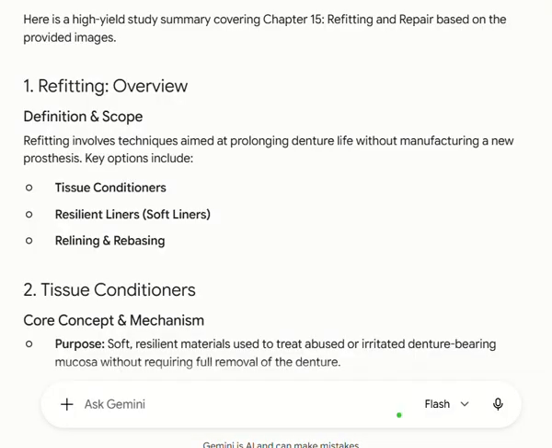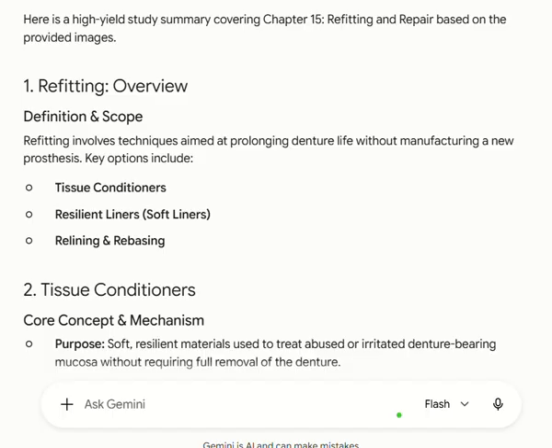Here is a high-yield study summary covering Chapter 15, refitting and repair based on the provided images. 1. Refitting, Overview. Definition and scope. Refitting involves techniques aimed at prolonging denture life without manufacturing a new prosthesis. Key options include tissue conditioners, resilient liners, soft liners, relining and rebasing.